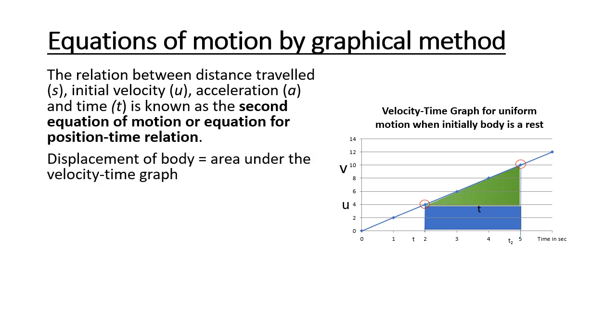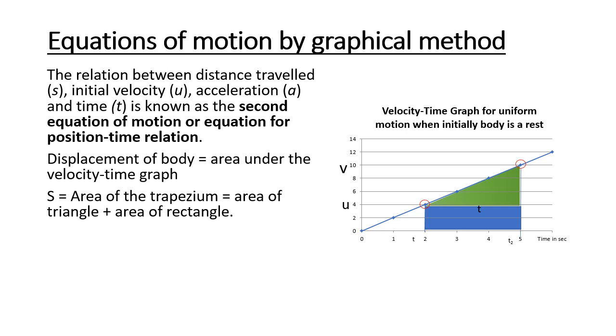Now remember the graph. Displacement of the body is area under the velocity time graph. So I have shown you the areas by two different colors. So the total area is area of the rectangle in blue plus area of the triangle in green. Now what is the formula for area of a triangle? It is half base into altitude. And area of rectangle is length into breadth. So let us see what is the base here.